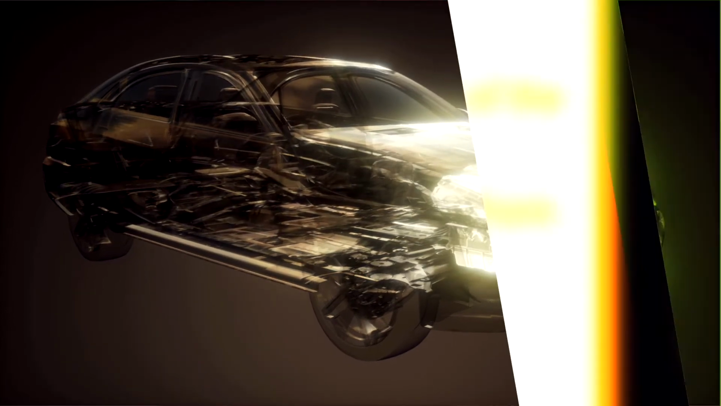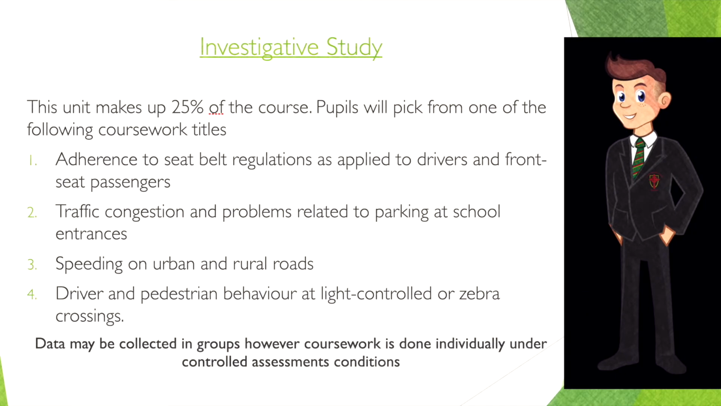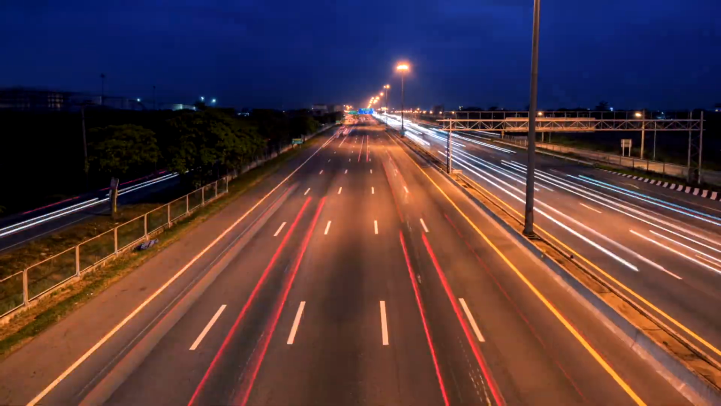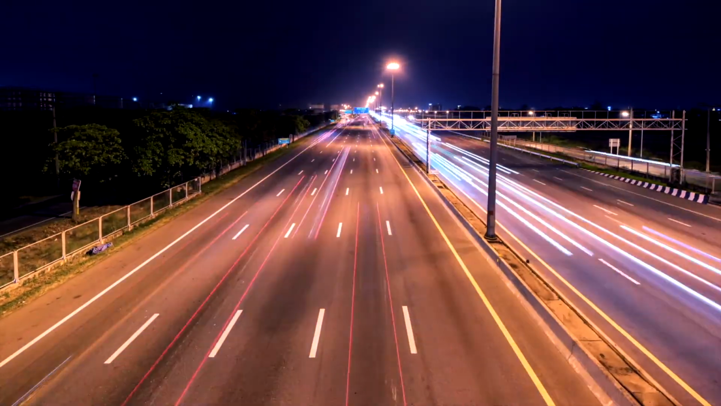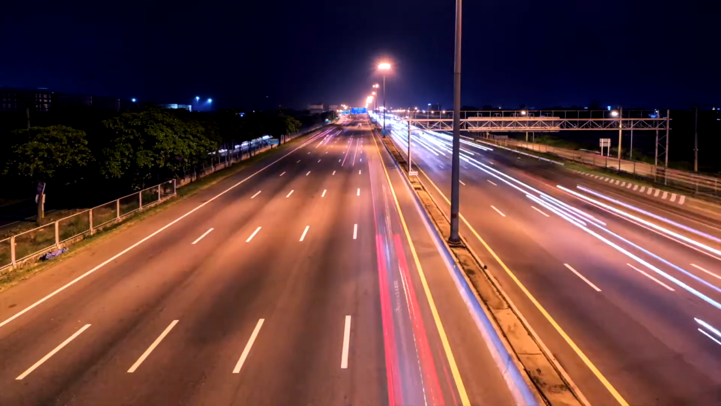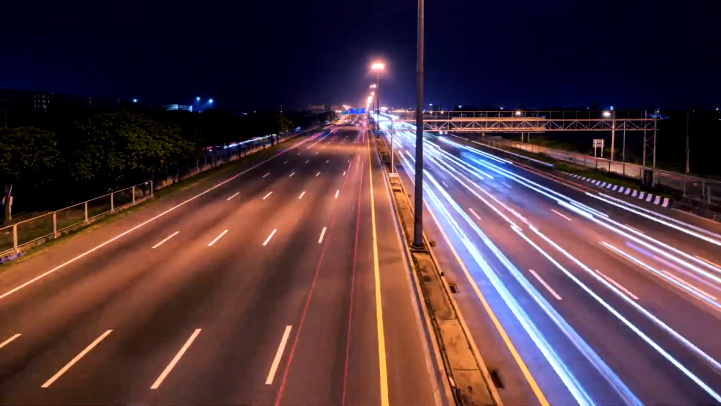The second slide that we're going to look at is the investigative study. Now this makes up 25% of your coursework, and what you have is 4 different titles. Now what we always do is speeding on urban and rural roads. This is a piece of coursework that you have to do on your own, but when we gather our evidence you can work as a group.